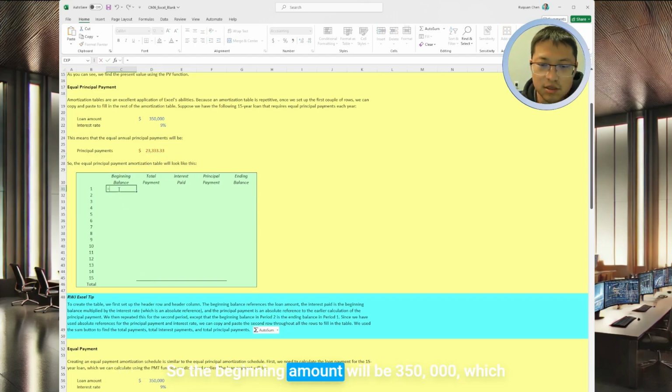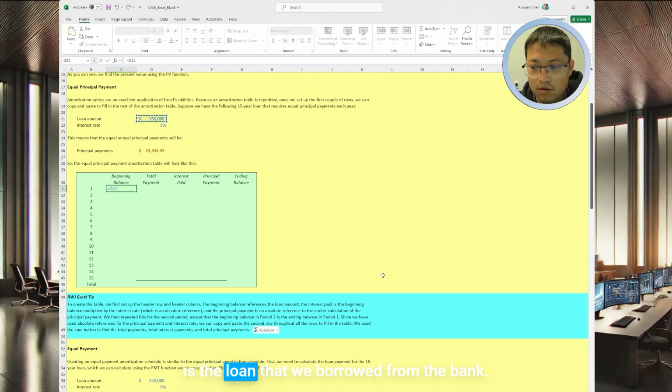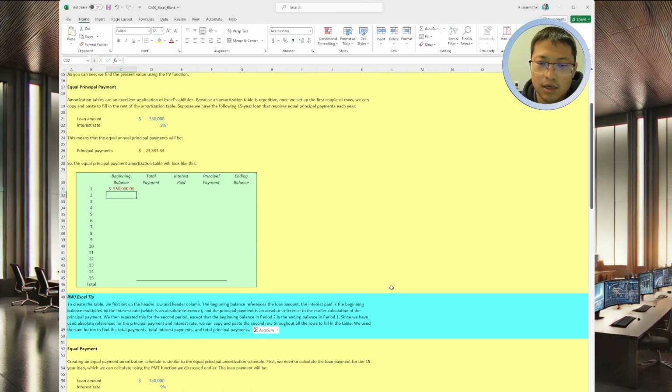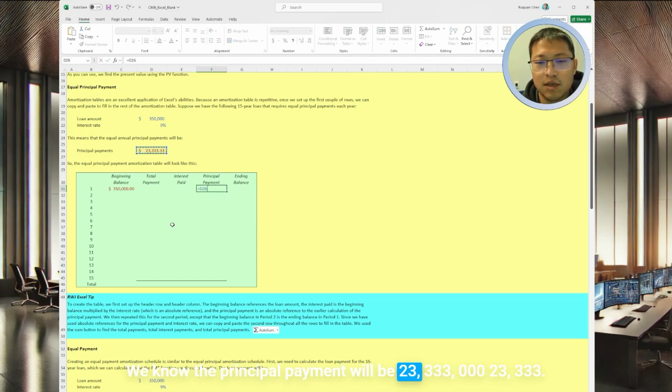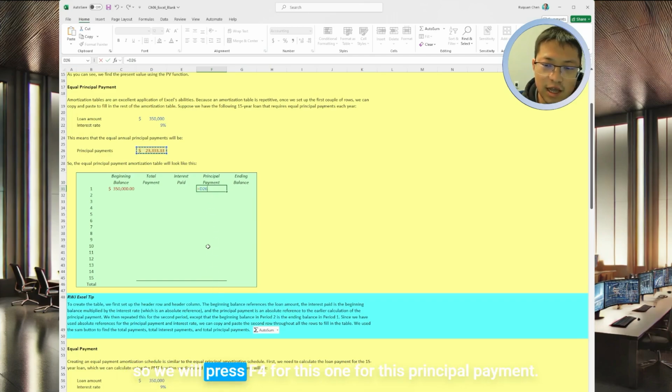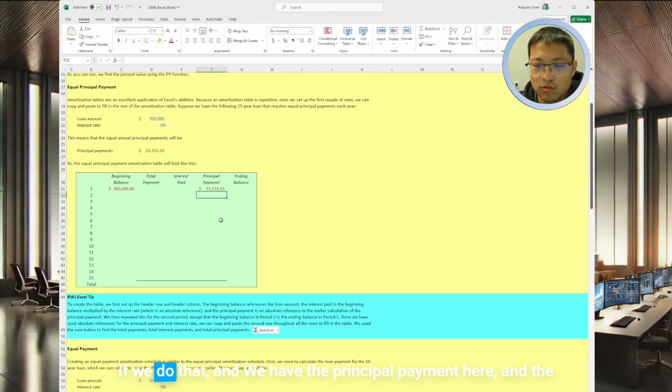So the beginning amount will be $350,000, which is the loan that we borrowed from the bank. And the total payment, we don't know that yet, but we know the principal payment will be $23,333.33. Because this is going to be the same for all 15 years, we will press F4 for this principal payment. If we do that, we have the principal payment here.